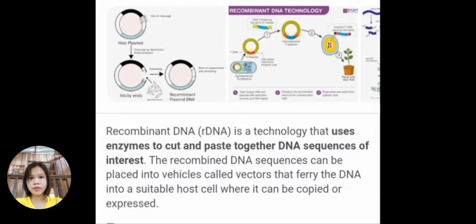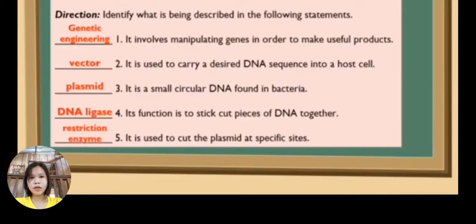So, recombinant DNA technology is the joining together of DNA molecules from different organisms and inserting it into a host organism to produce new genetic combinations that are of value to science, medicine, agriculture, and industry. Genetic engineering involves manipulating genes in order to make useful products. Vector: it is used to carry a desired DNA sequence into a host cell.